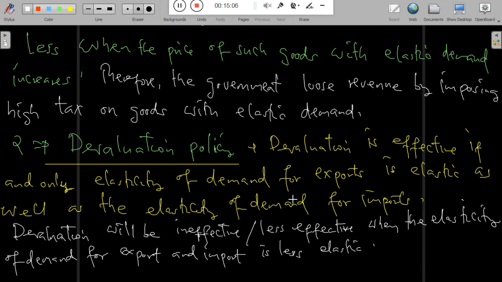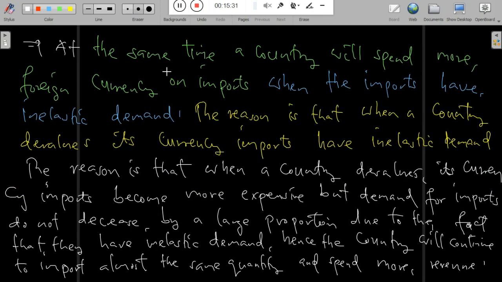Nevertheless, for the devaluation to be successful, it depends on the elasticity of demand for exports and imports. So devaluation is effective if and only if the elasticity of demand for exports is elastic, as well as the elasticity of demand for imports. The devaluation will be less effective when the elasticity of demand for exports and imports is less elastic. At the same time, the country's imports will decrease by a large amount. Therefore, the country spends less revenue on imports.